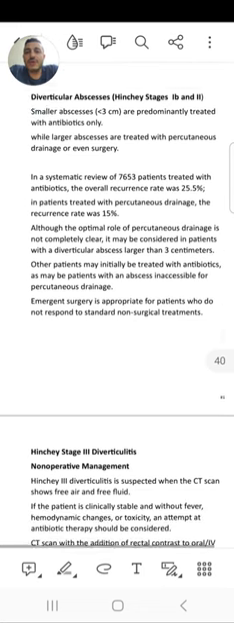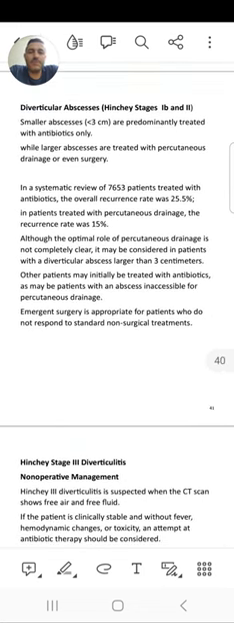And if we are talking about diverticular abscess, and if you remember, according to modified Hinchey, diverticular abscess was 1B and 2, as 1A and 0 are just fat stranding and wall thickening. So if we are talking about how to manage diverticular abscesses, the cutoff point is 3 centimeters. If the abscess is less than 3 centimeters, we can proceed with antibiotic.